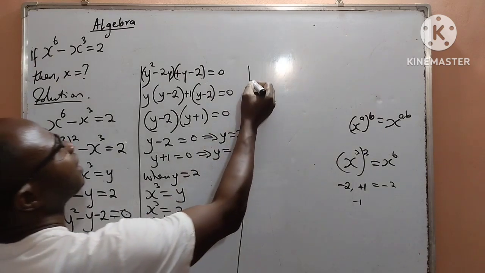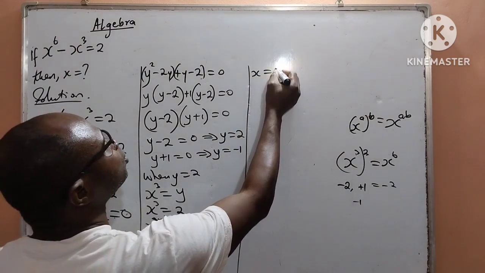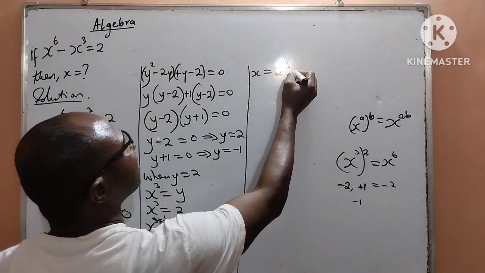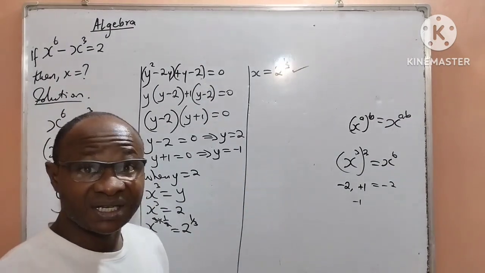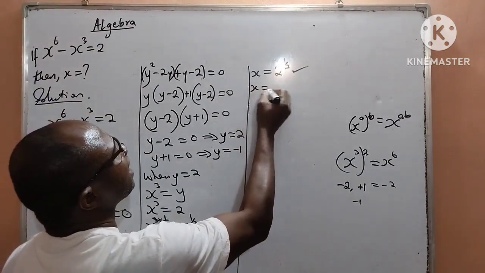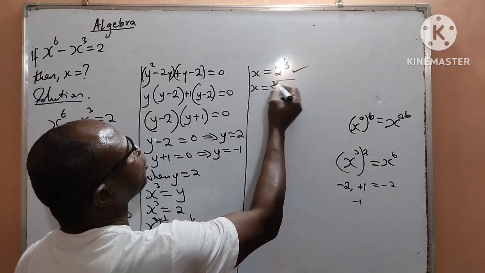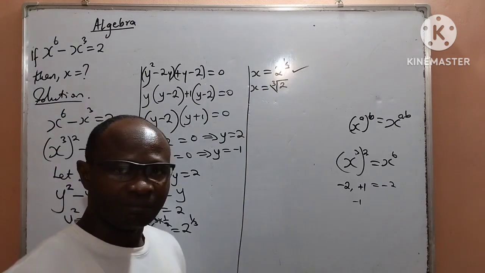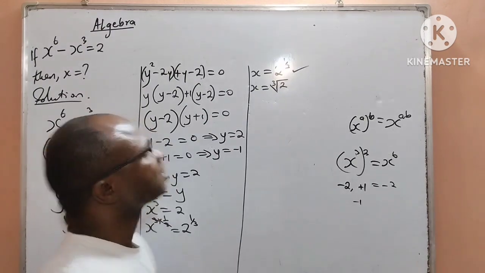3 cancels 3, leaving me with x equal to 2 raised to power 1 over 3, the first value of x. This can also be written as x equal to the cube root of 2. I have gotten the first value of x.